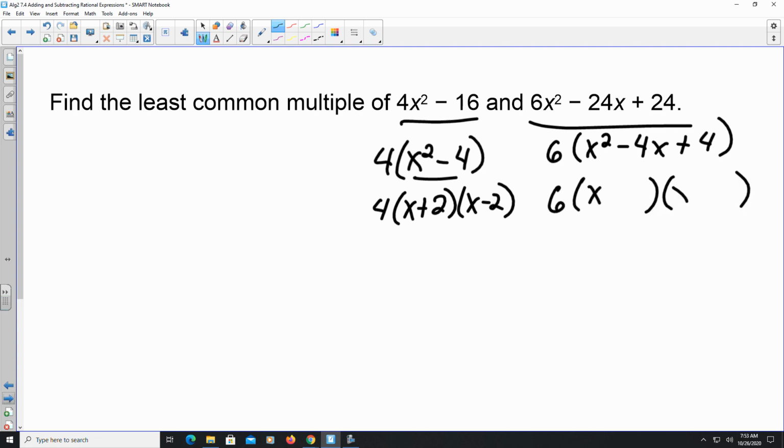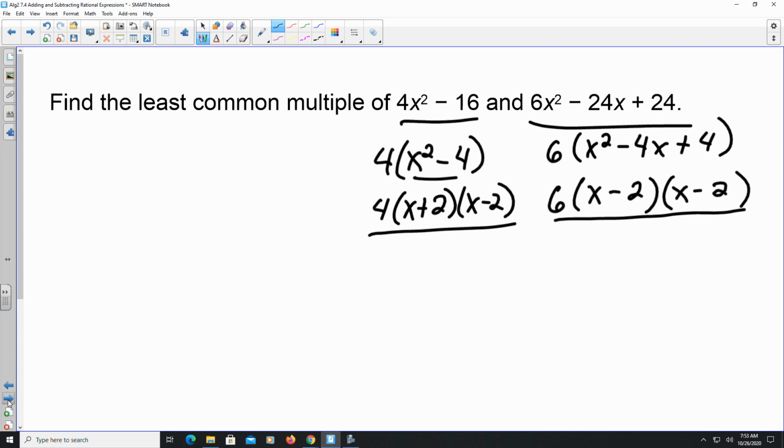It's a simple trinomial, so it's x and x. The second sign is plus, which means the signs are going to be the same, and they're both going to be minuses because of the first sign. Two values give me a product of 4 and a sum of 4, which is actually 2 and 2. So this one here is my factored out completely polynomial of 4x squared minus 16. This is my factored out completely polynomial of 6x squared minus 24x plus 24.